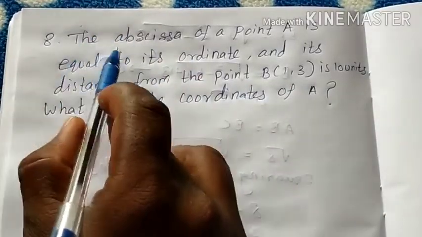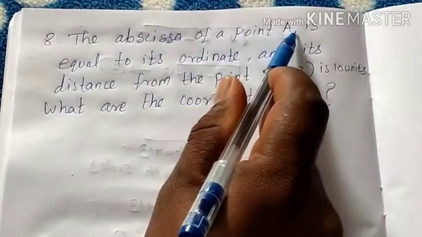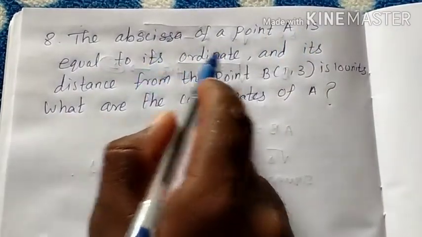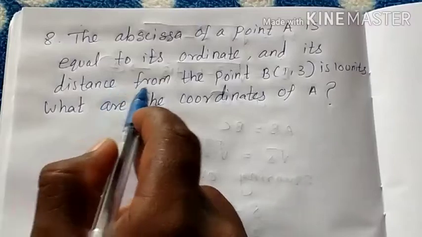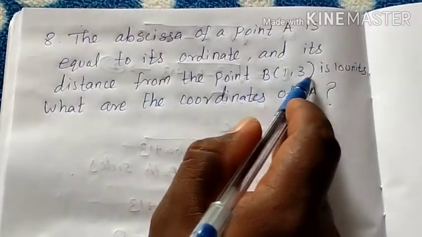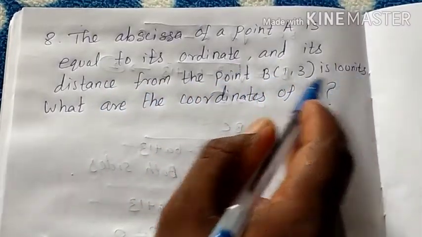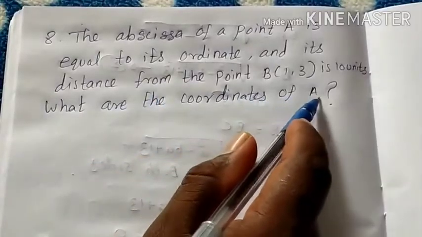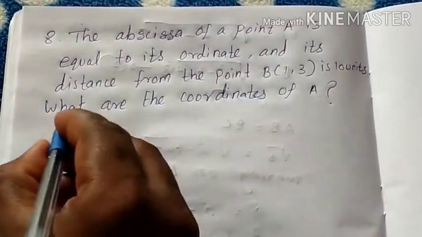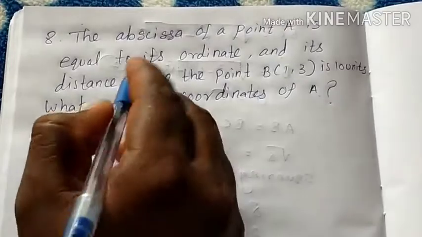Okay. Next, 8th question. The abscissa of a point A is equal to its ordinate and its distance from the point B (1, 3) is 10 units. What are the coordinates of A? This is your question. The solution, listen carefully.